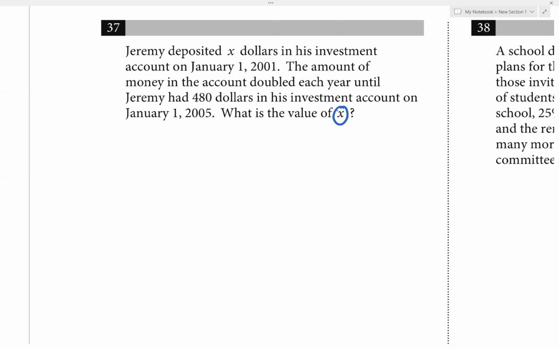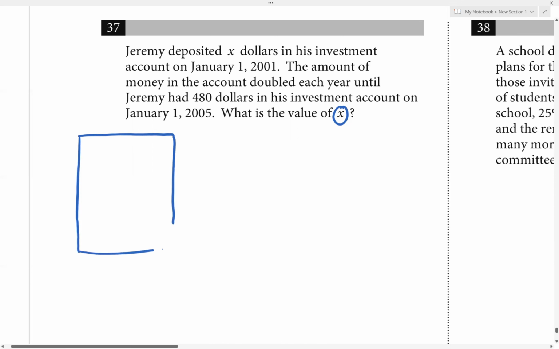Okay. What we could do is we could make a little table. Since it's not that many years, we could just go step by step and then try to go backwards and figure out what we begin with. All right, let's just say this. First column, we can make the year. And then the second column represents the total, how much money he had.